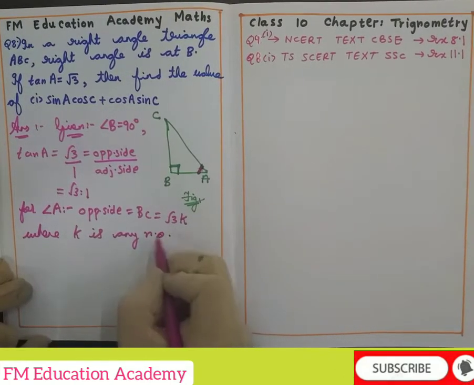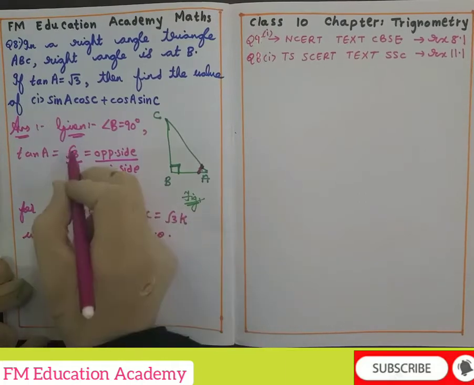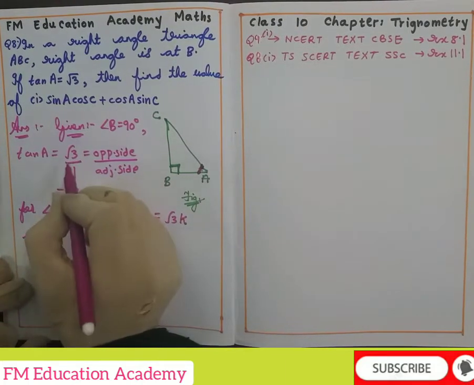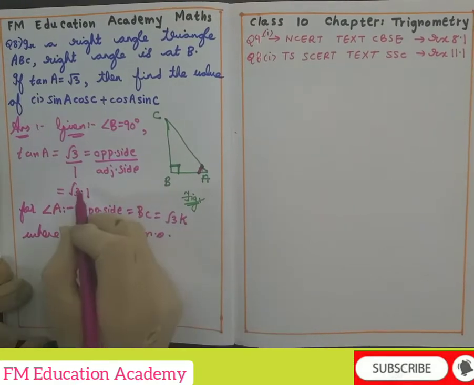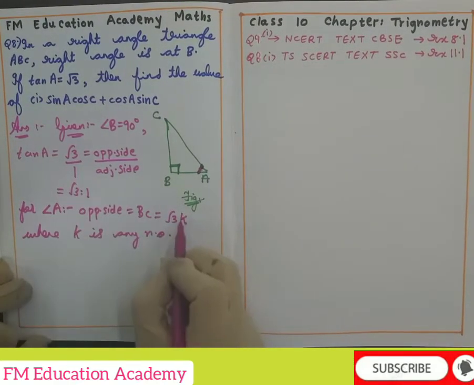Remember, we cannot just write these sides because a ratio is given. In order to take out the side from the ratio, we multiply the side with any number. So here I am multiplying the opposite side root 3 with k.